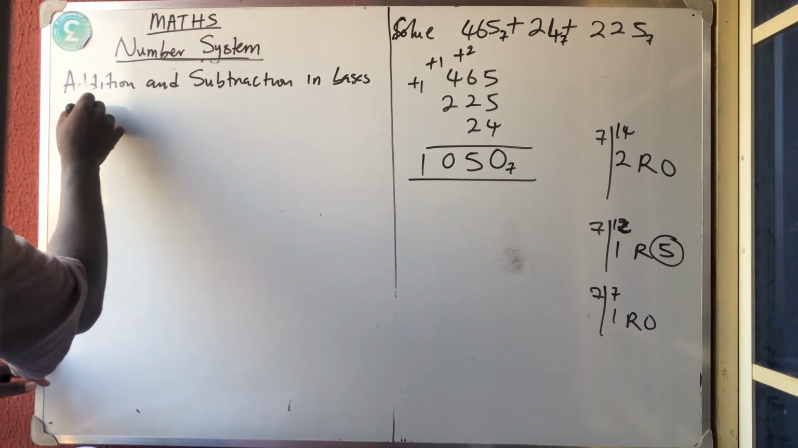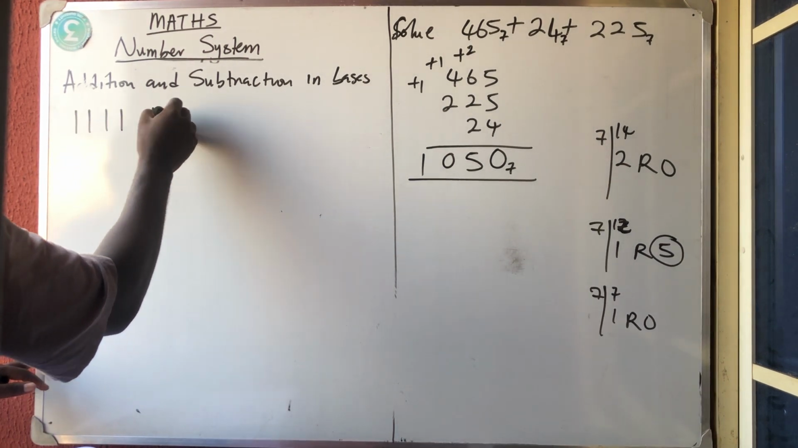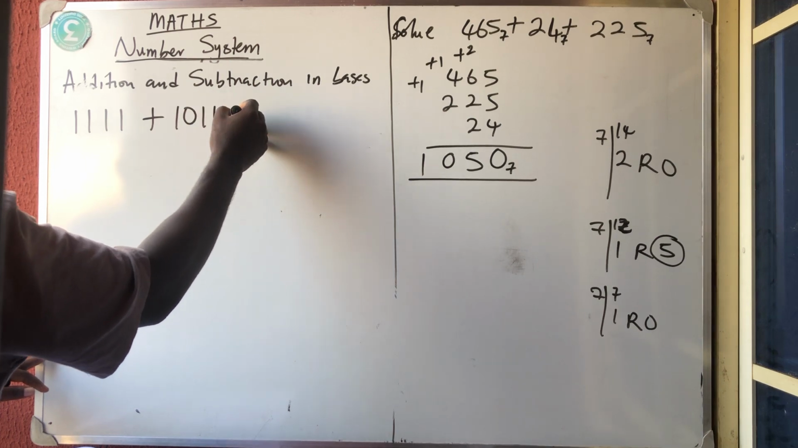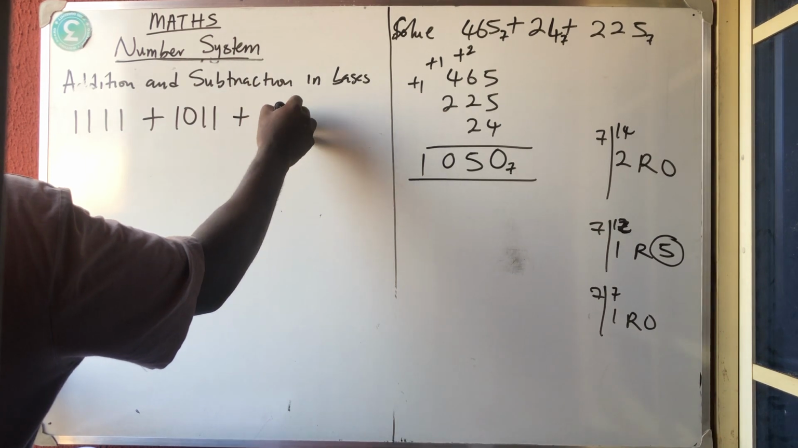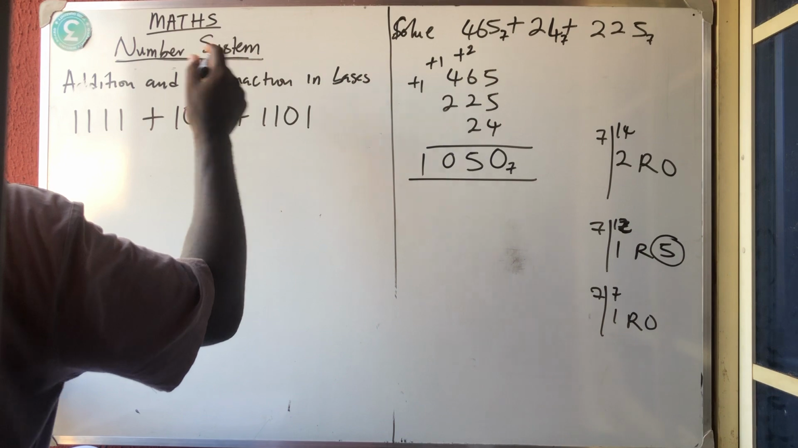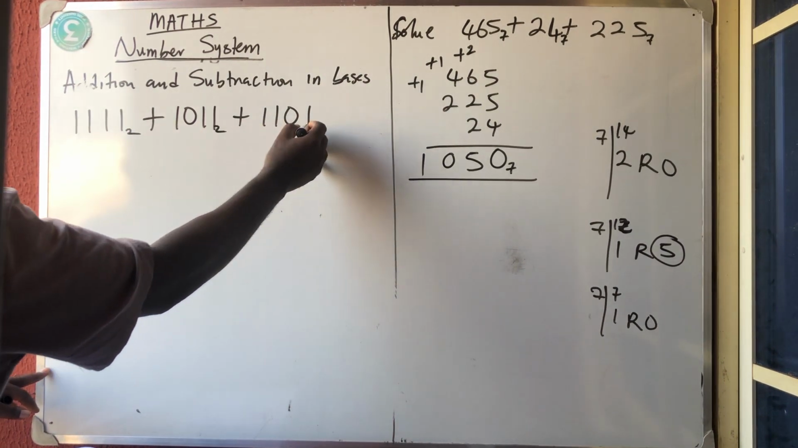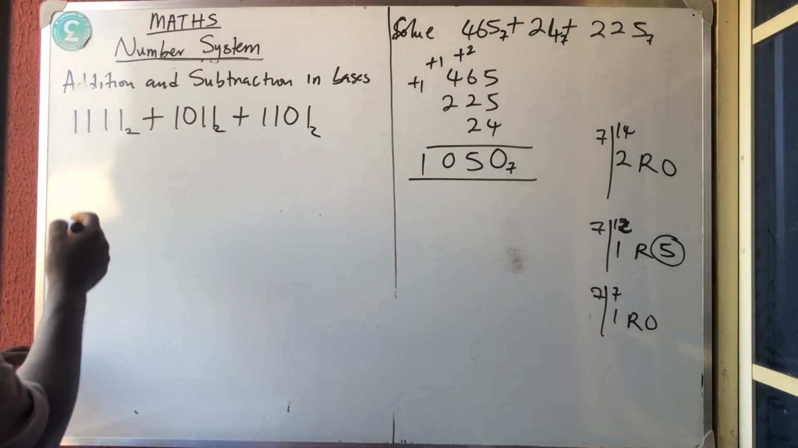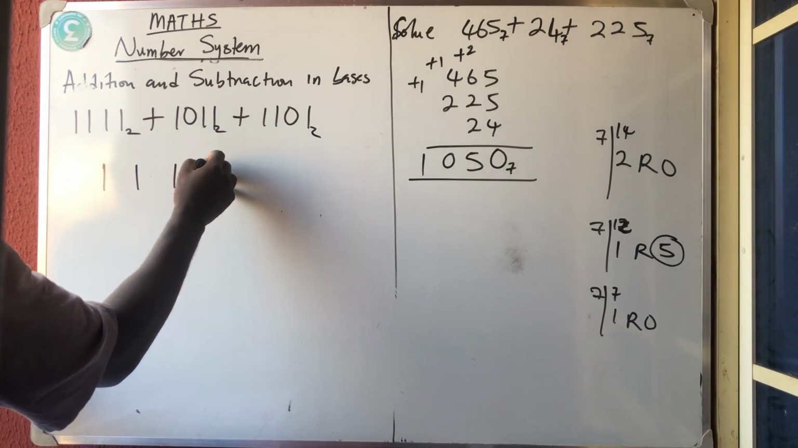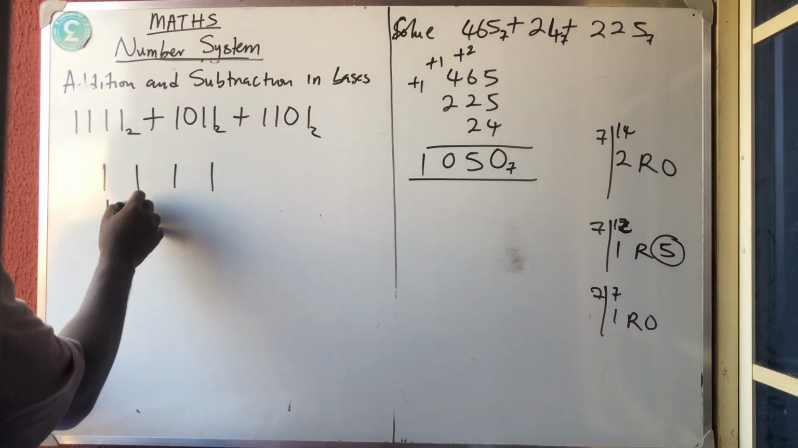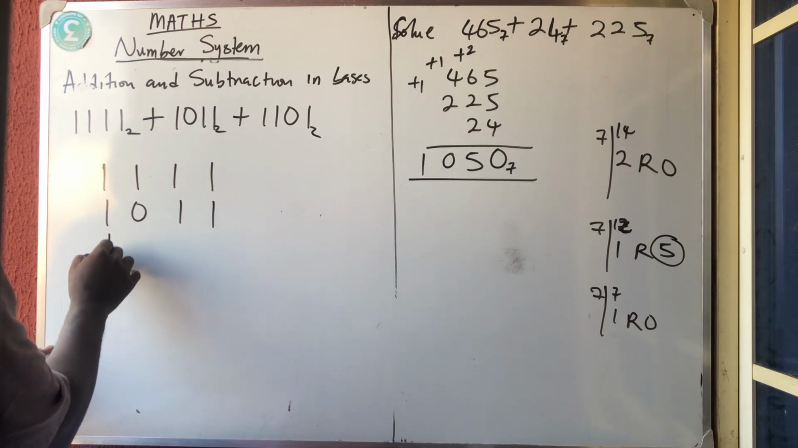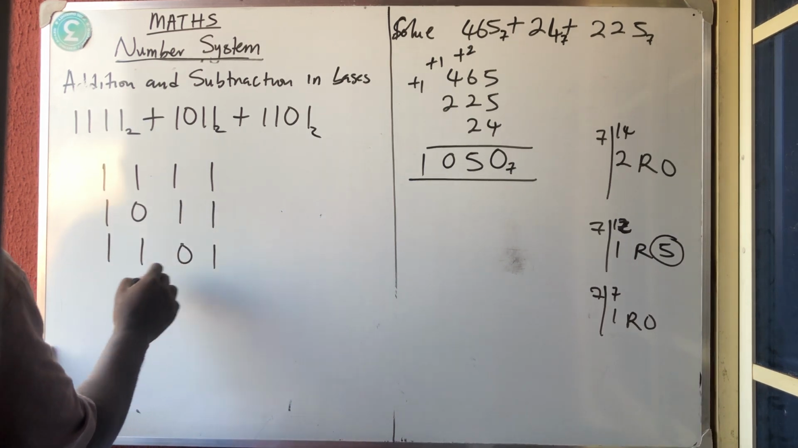They say 1, 1, 1, 1 plus 1, 0, 1, 1 plus 1, 1, 0, 1. They are all in base 2, and we want to add them. So let's add. I'm having 1, 1, 1, 1, then 1, 0, 1, 1, and 1, 1, 0, 1. We want to add.